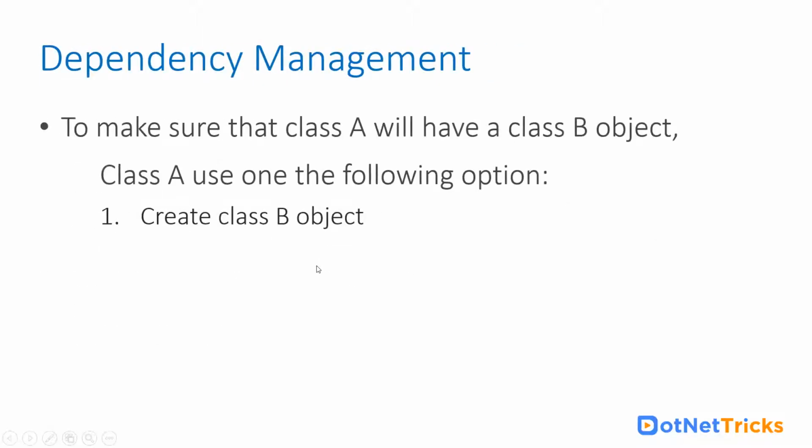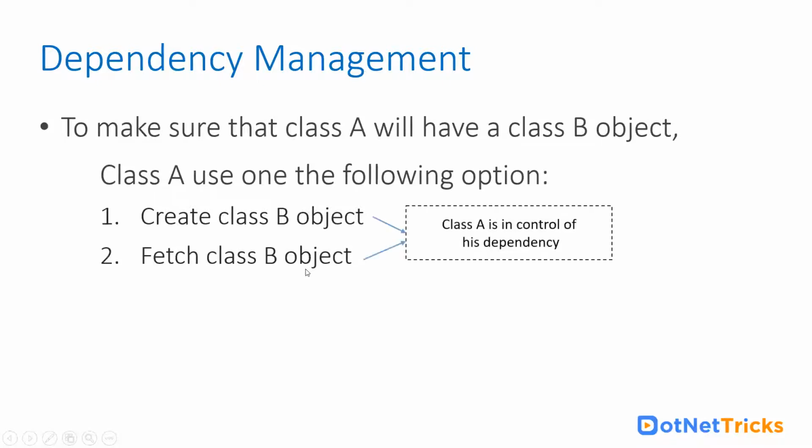And going back to the example of class A and class B, how can class A manage the class B dependency? Class A has three options. Class A should create the class B object. This is a straightforward approach. The second one is that class A should fetch the class B object.